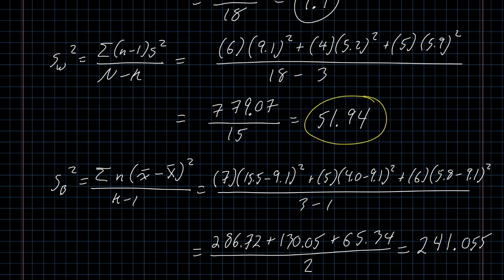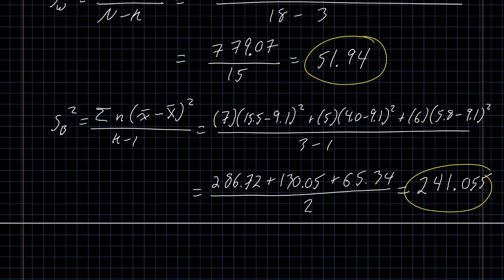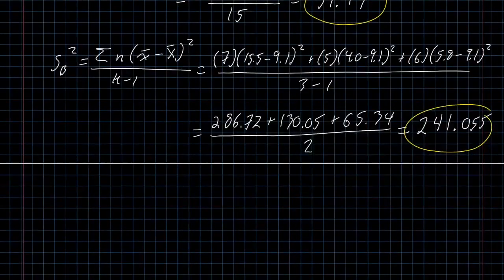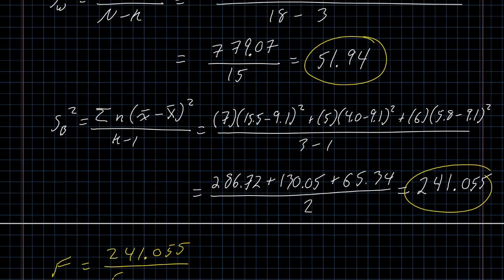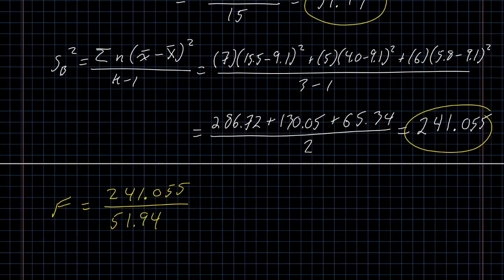One last step. SW squared, the within group variance, goes in the denominator. SB squared, the between group variance, goes in the numerator. And we finish up by calculating here that F is 241.055 divided by 51.94. And that comes out at 4.641.